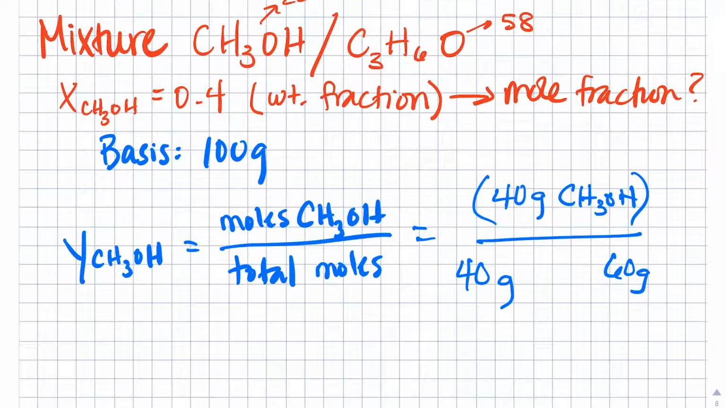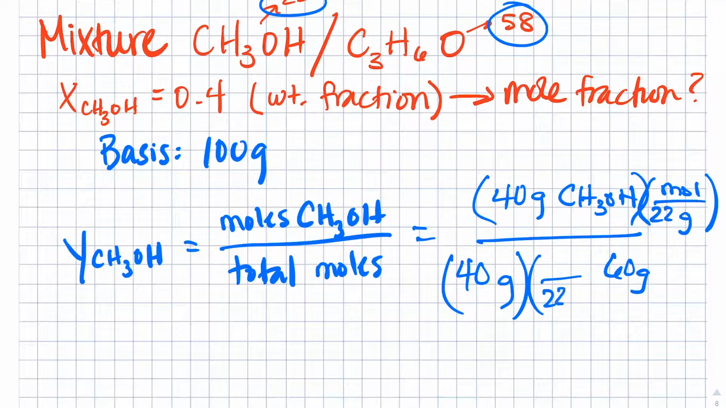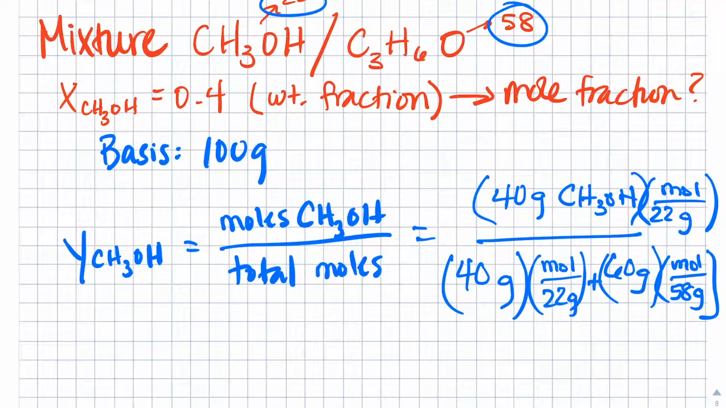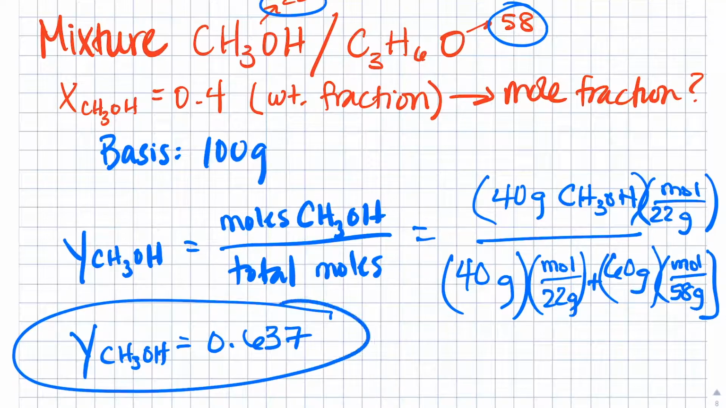So what we can do is, I have right here written the molecular weights. I can say that 32 grams is a mole of methanol, and do the same thing here. And then add that to the 60 grams where 58 grams is a mole of acetone. And now I have moles divided by moles, so the mole fraction, when you calculate that out, is 0.637. And there we go. There is our answer.